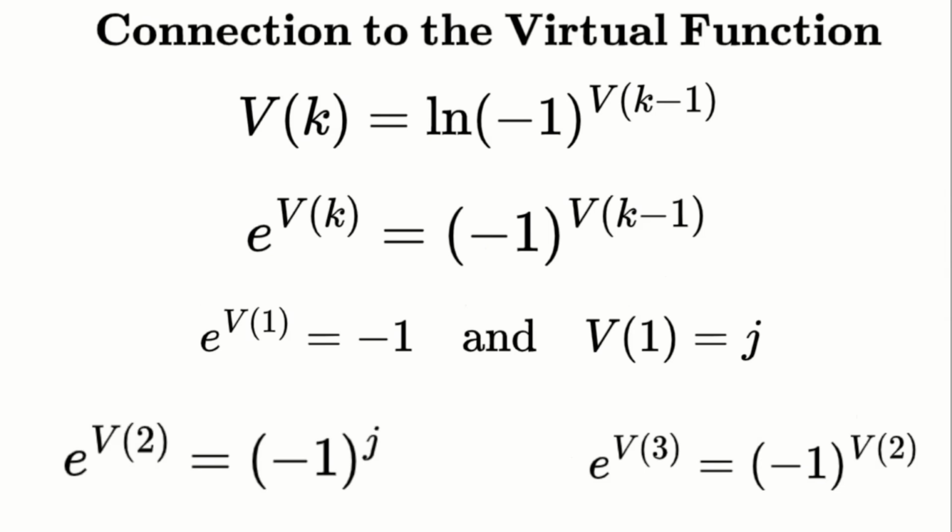Since v of 2 itself is an exponentiation involving j, these expressions become nested exponentials of -1. Their exact values depend on how j and v of 2 behave. For now, we'll consider them as new elements in the system to be explored further in later discussions.